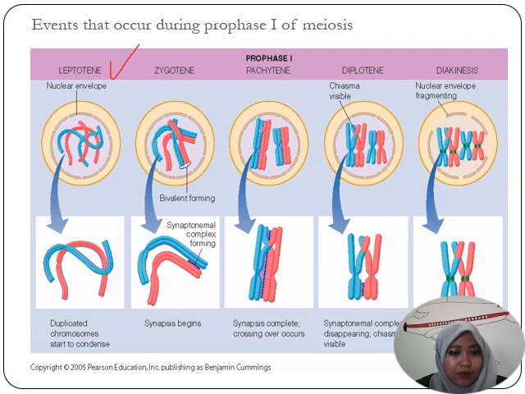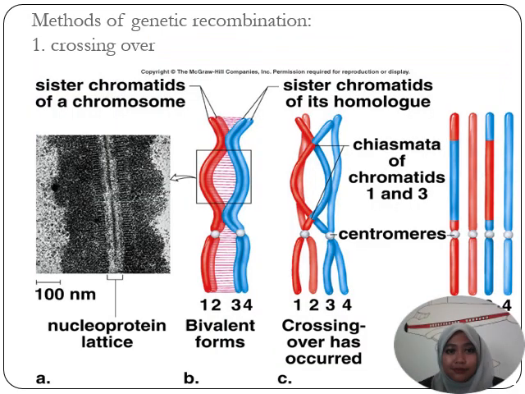Leptotene is where duplicated chromosomes start to condense. Zygotene is where synapsis begins. Pachytene is when the synapsis is complete and crossing over occurs. Diplotene is where the synaptonemal complex disappears and the chromosomes start to become visible. And diakinesis is when they are ready for metaphase.